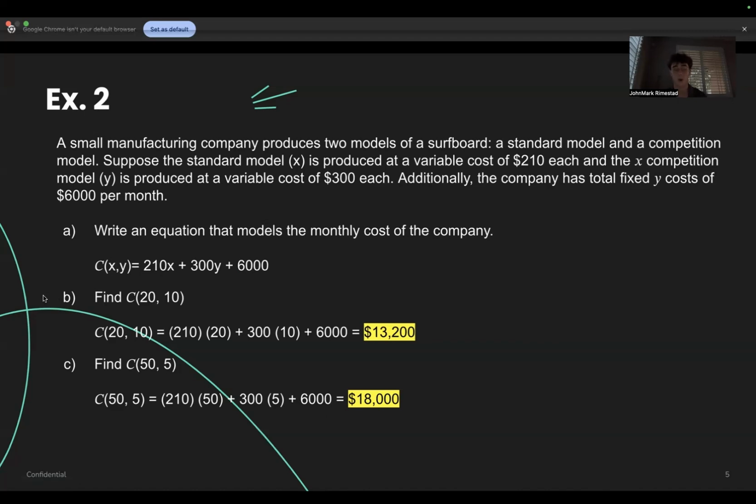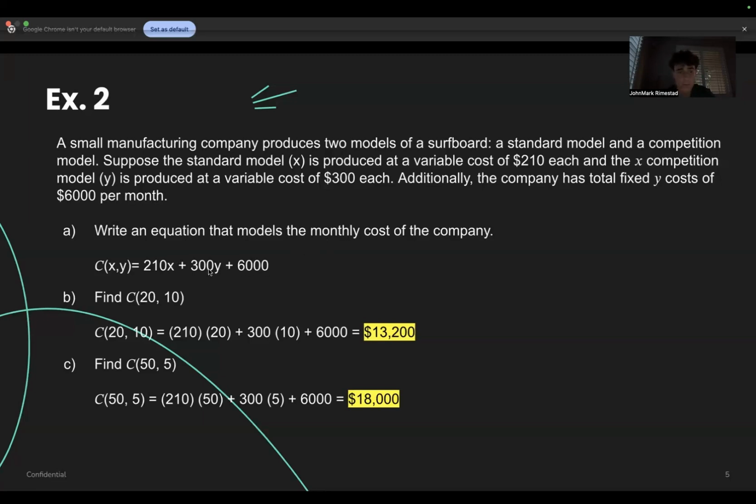So we're going to go through A. Write an equation that models the monthly cost of the company. So what we're looking for is X. X is produced at a variable cost of $210 each. Awesome. So we're going to put 210X. Okay. Next, we're going to look for our Y. Y is produced at a variable cost of $300 each. Perfect. We're going to do 300Y. And then you have a total fixed cost of $6,000 per month. That is no matter what. At the end of the day, you got to pay $6,000. Perfect.